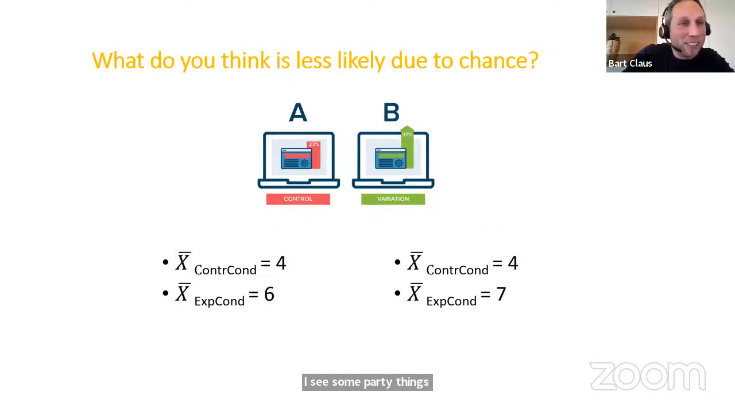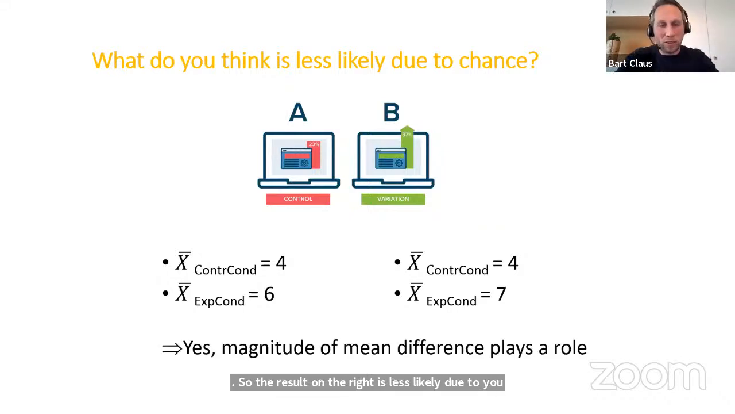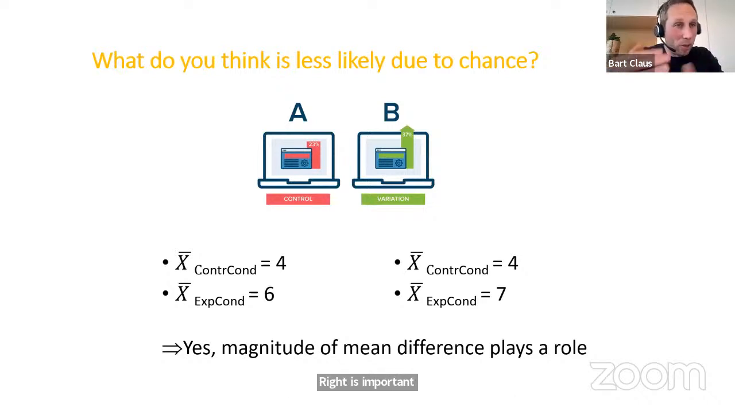Mostly party things, right? And that's the correct answer. So the result on the right is less likely due to chance, right? Because yes, the magnitude of the difference matters, right? It is important. Now, let's say that these are mean differences, right? Average results between the 2 conditions.